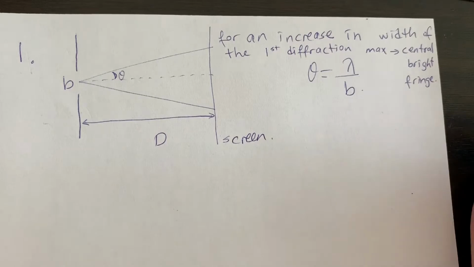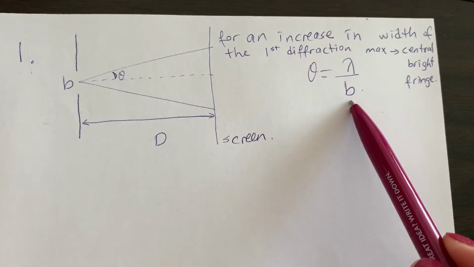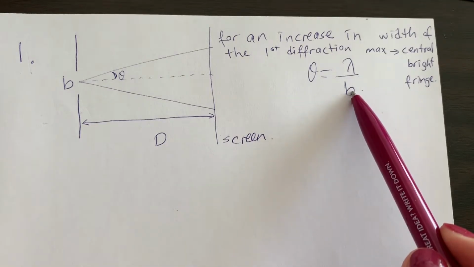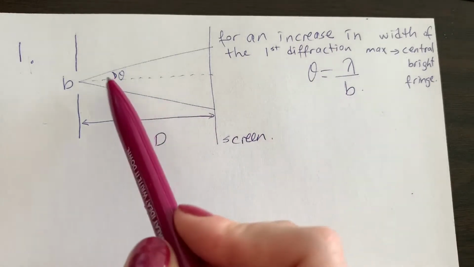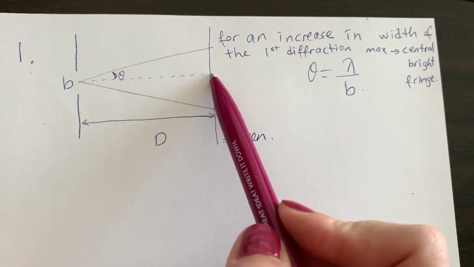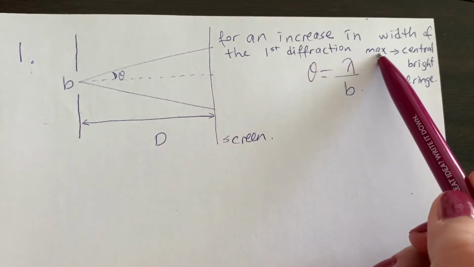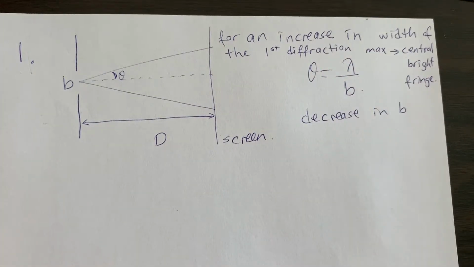So we're looking at B and D. We know from this formula that if I increase B, I decrease the angle. So if I decrease this angle, the central bright will also get smaller. Since we want an increase in the width of this first diffraction maximum, we should choose a decrease in B to increase the width of the central bright fringe.